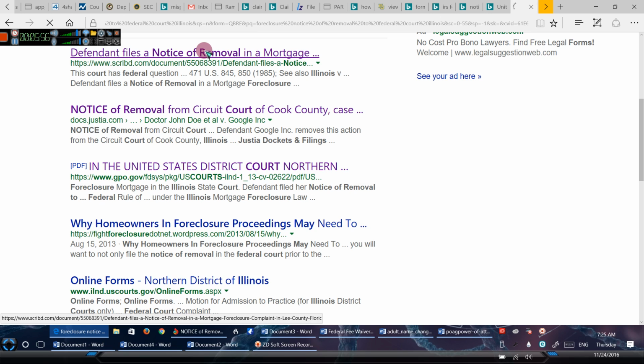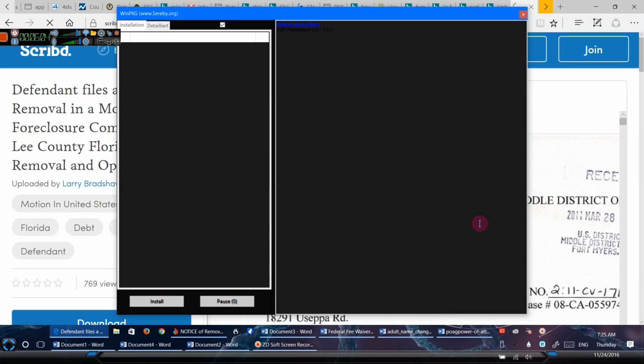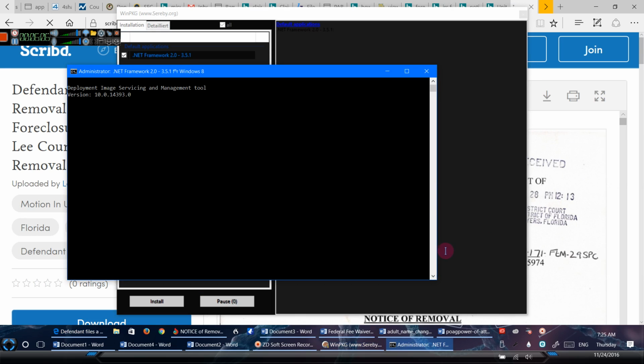This is somebody doing a notice of removal. Now, here's the thing. This is not going to be for Illinois. Now, you do know that I typed in Illinois. This is going to be for Florida. Florida. Now, how did I know it was going to be for Florida? Like I told y'all, I do this research thing for a living.